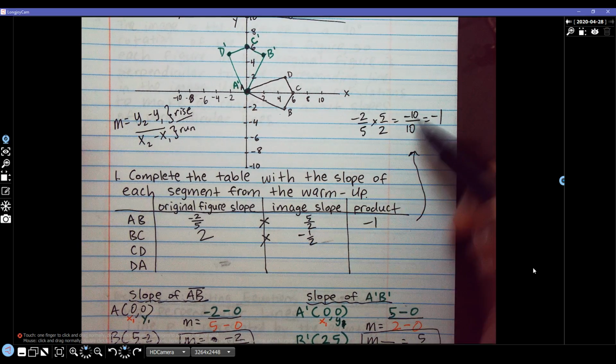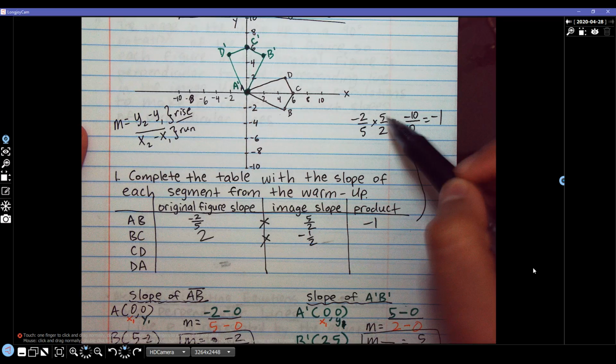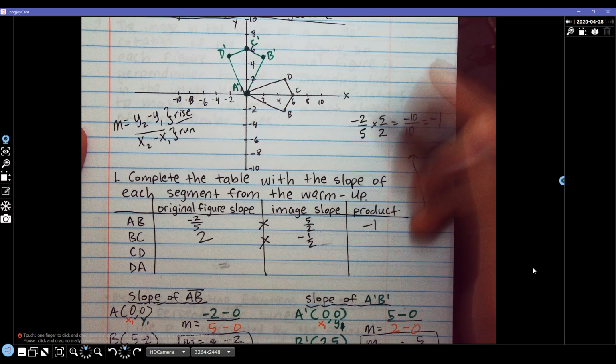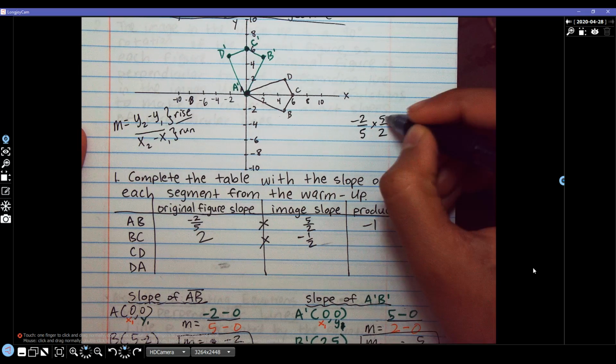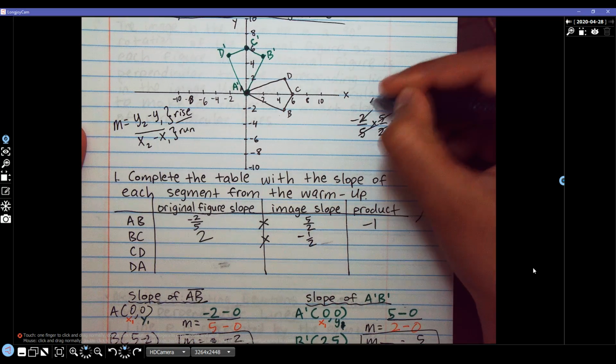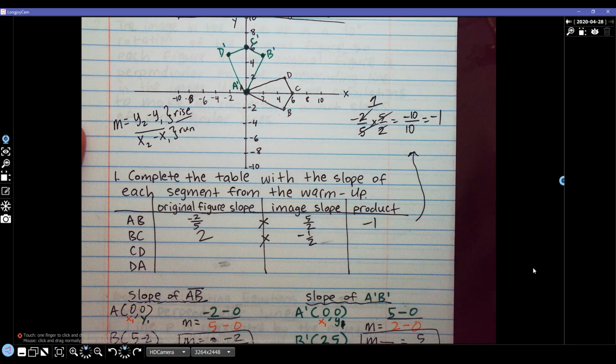Another way you can do this is, we can see, if we have a 5 on the numerator, 5 on the denominator, 5 divided by 5 is 1. So those can cancel out. And then if we have a 2 on the numerator, 2 on the denominator, those cancel out. So you're just left with the negative sign and then the 1 that's left over as a result.